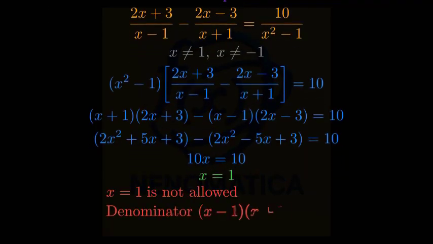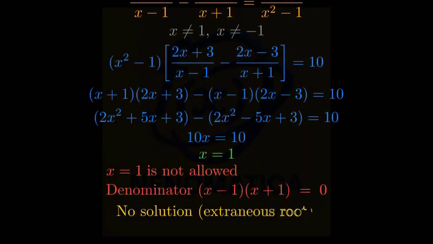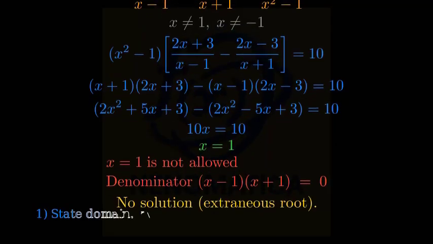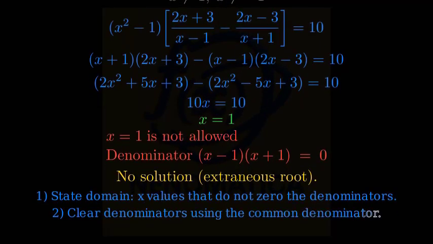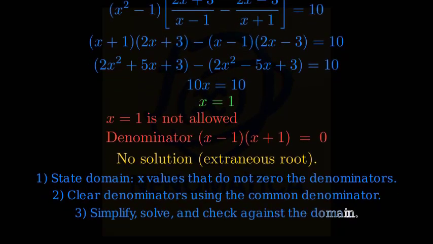Quick recap. When solving rational equations, first write the domain from the denominators. Then clear denominators by multiplying by the common denominator. Simplify to a polynomial equation. Solve. And finally discard any answers that violate the domain.